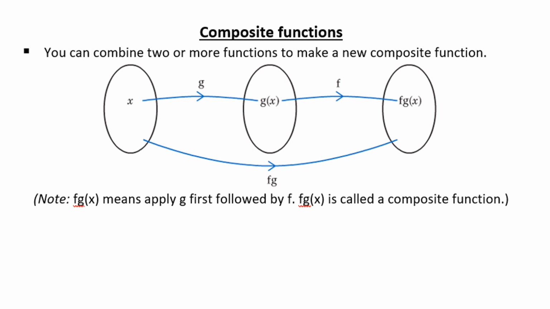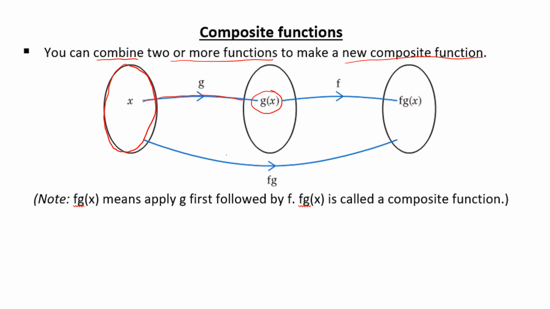So here are some notes on composite functions. You can combine two or more functions to make a new composite function. In this picture, for example, we're starting off with a set of numbers, which we'll call x. These are our inputs, numbers that we're putting in. And first of all, the first arrow going across has got the letter g on it, which means that we are doing a function which is called g of x.